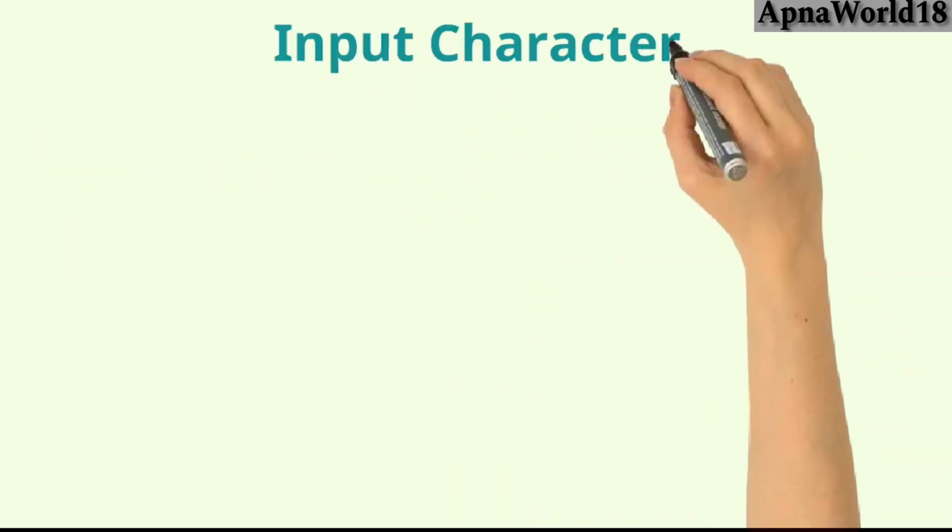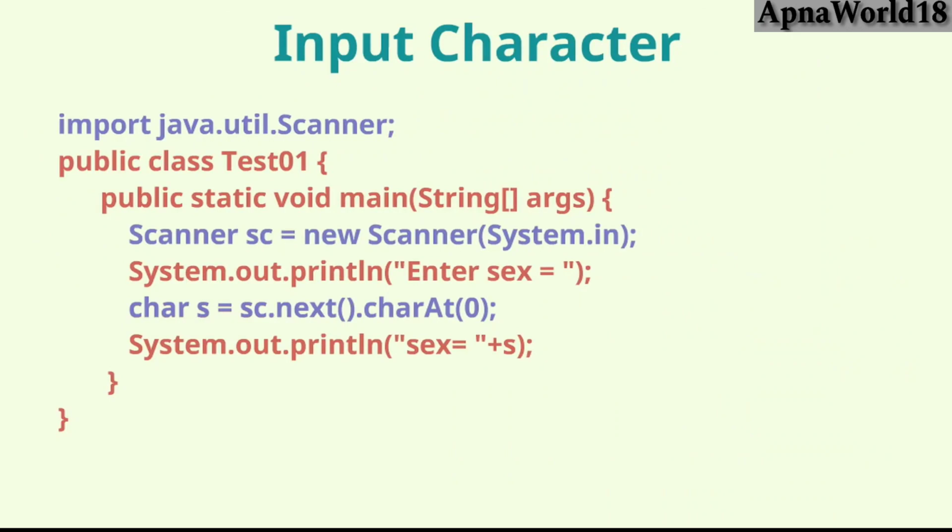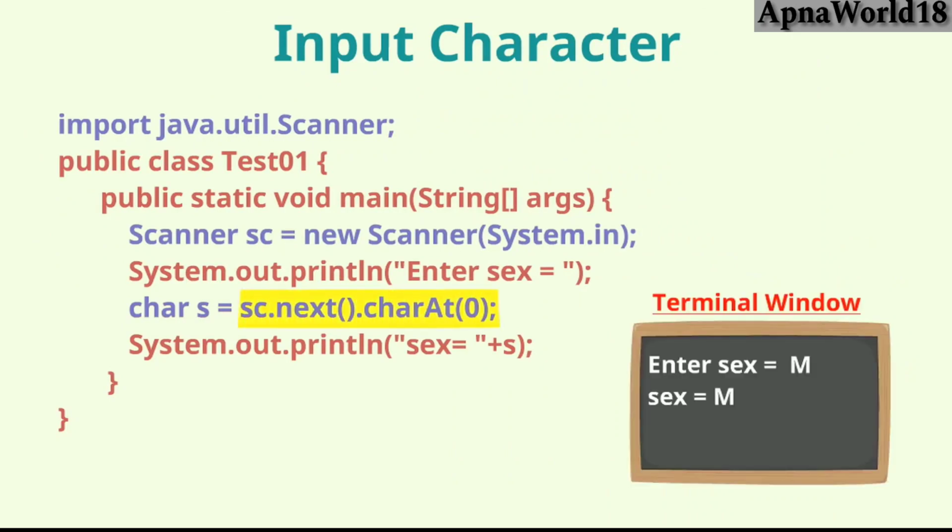To read a single character, we use the next().charAt function. Here, the next function returns the next token or word in the input as a string, and the charAt function returns the first character in that string.